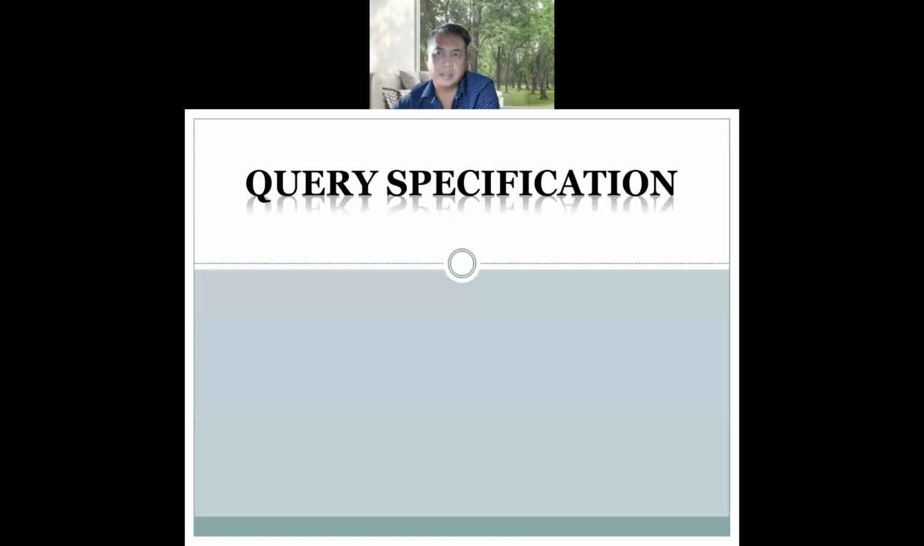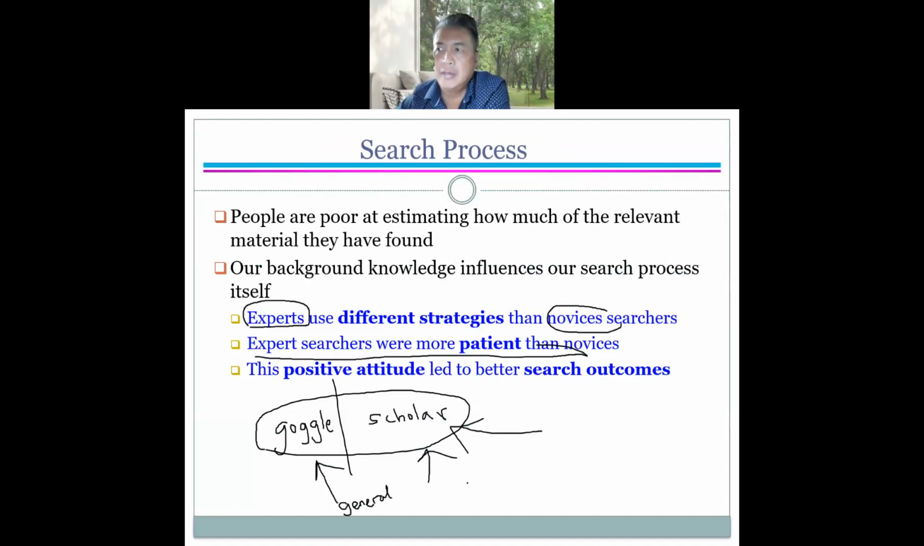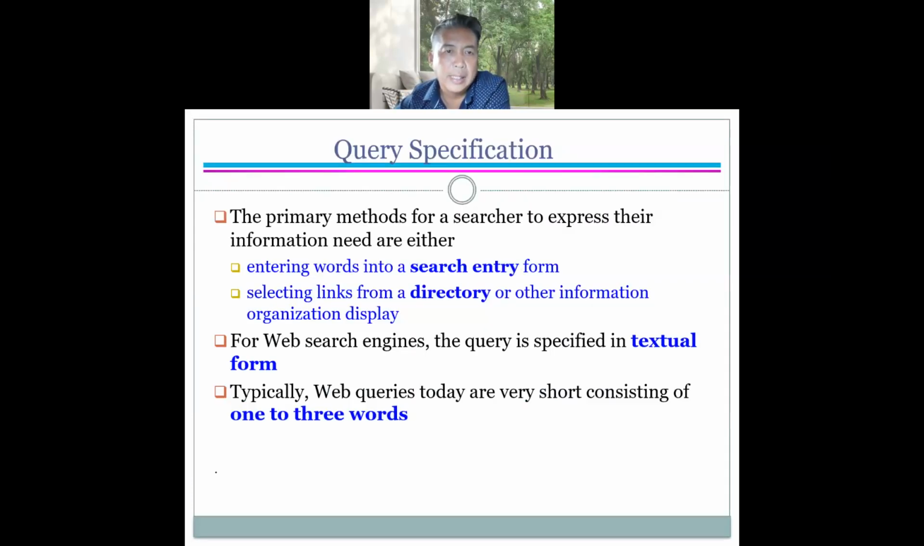Okay, now we look into the query specification. Different people will have different behavior in the search process. It all depends on your background knowledge. So if you look at the query specification, normally we will look at the keyword or the word that we are trying to relate to the concept. For web search engines, the query is specified in textual form, meaning that at this moment, few search engines can accommodate photos or audio or video.